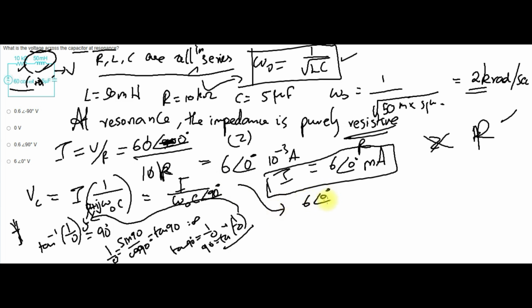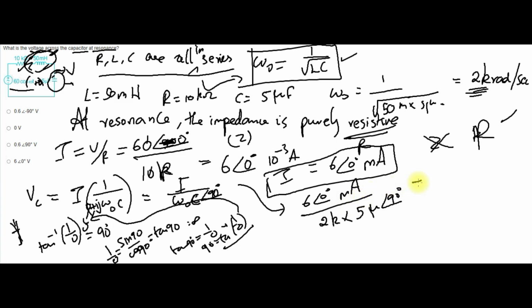6 angle 0 degree mA, and divided by what is omega naught? Omega naught is 2k radian, is it right? So omega naught equals 2k into, simply, right. And then C, what is C? C is 5 µF, is it right? Sorry, here this is L, I just forgot: voltage across C means here. Okay, a simple mistake. So 5 µF simply, and afterwards into 90 degree. That's very simple.